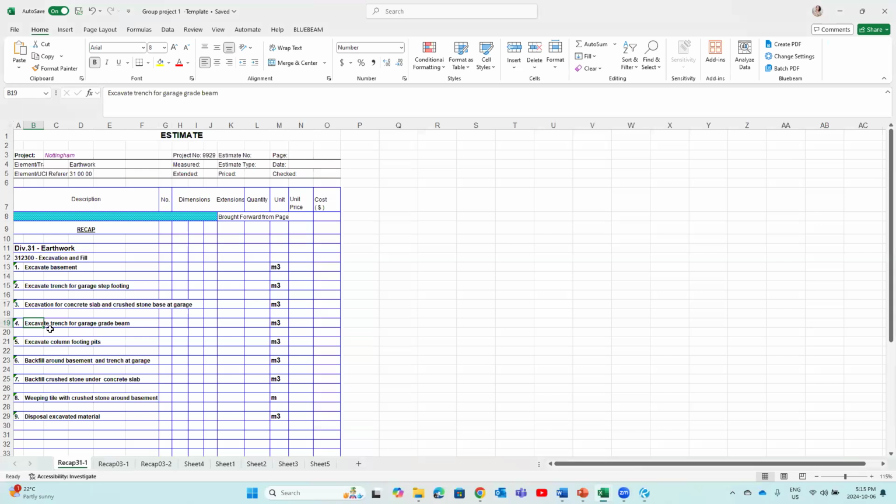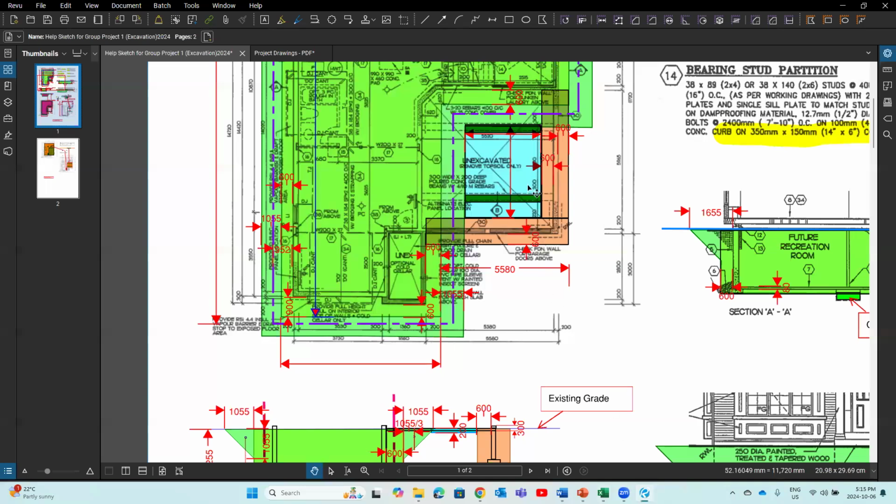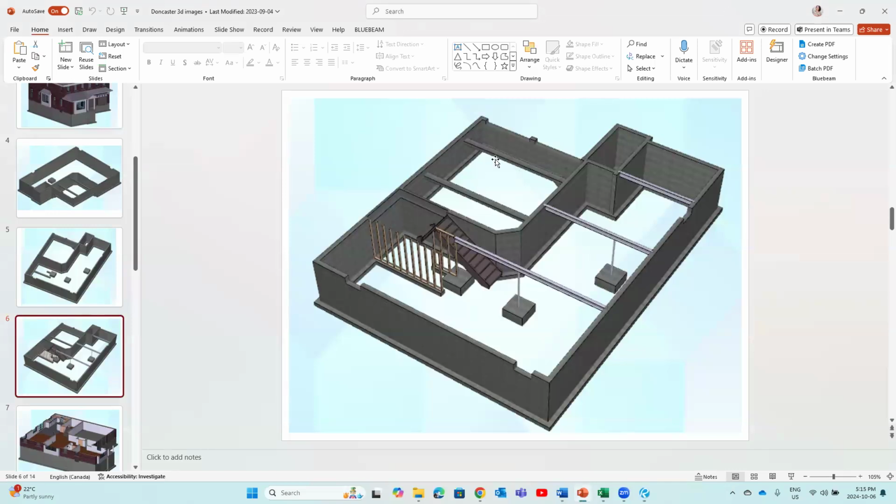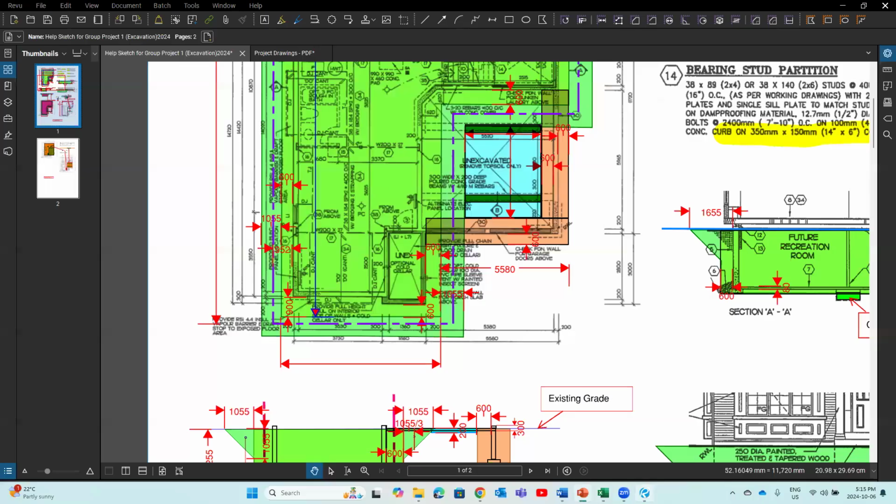Number 4, excavate trench for garage grade beam. So if you look at the drawing, and even if we look at here, see this? The 3D drawing, we have a grade beam in the garage, right? If we look at the 2D drawing, where is that?